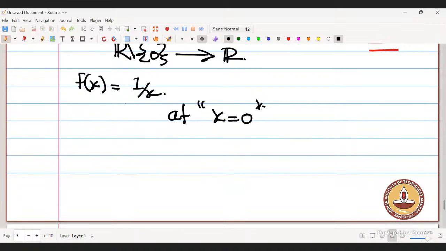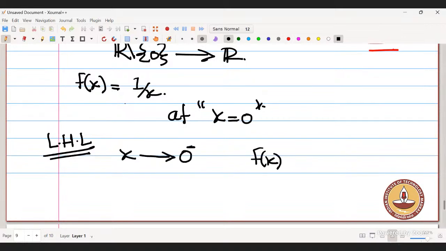First, I need to find the left hand limit, right? So when I'm coming to this 0 from the left hand side, where does f of x approach? To infinity. Why? Because see, this is your 0, right? You are coming to 0 from the left hand side. You are going to 0 from the left hand side. Agree or not? Yes, sir.